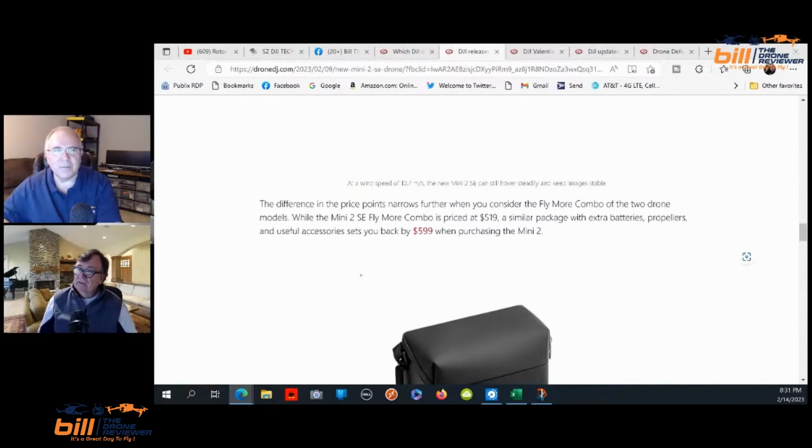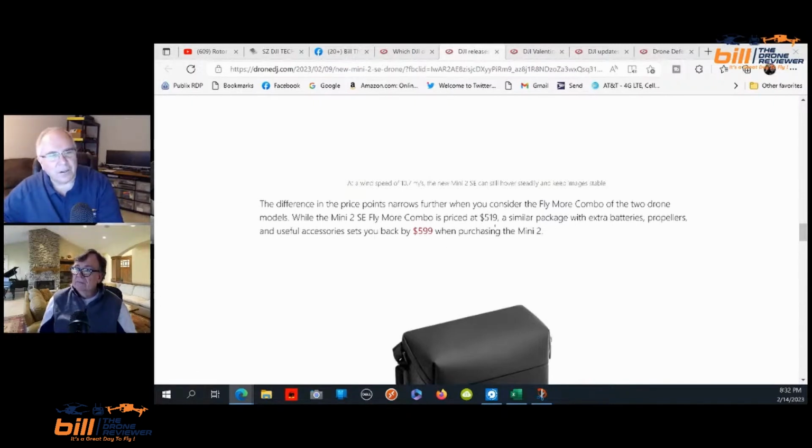See, you're right with this. This wasn't even retooling or casting new molds or anything. This was just the Mini 2 dumbed down, really, in essence, and given a price cut. The Mini 2 SE Fly More is $519. A similar package for the Mini 2 is $599. It's an $80 difference, Ron.